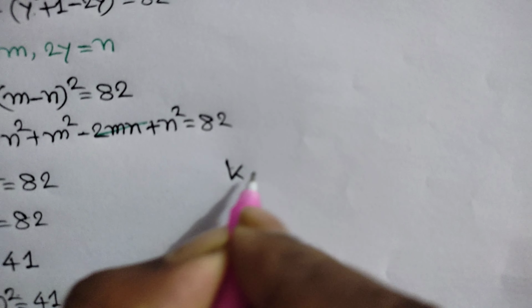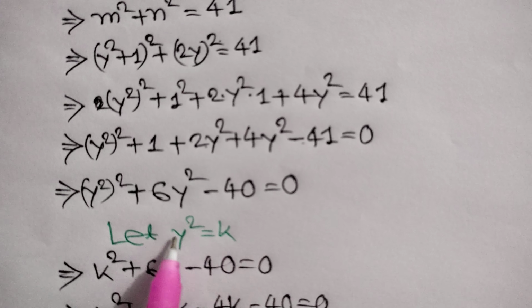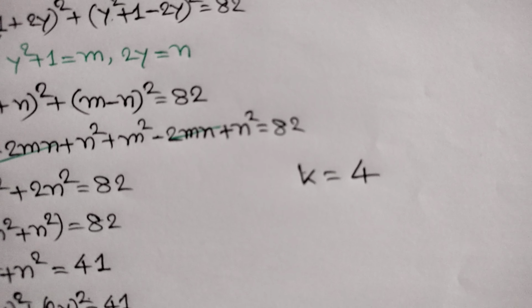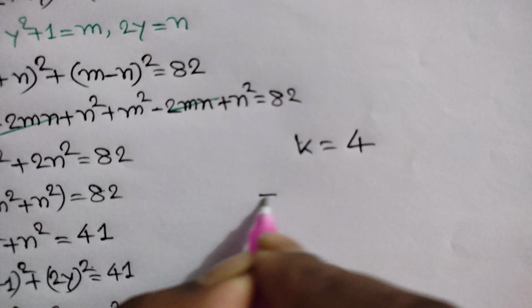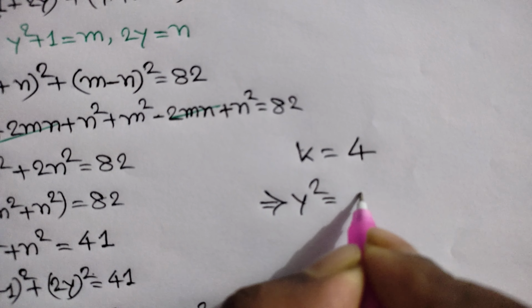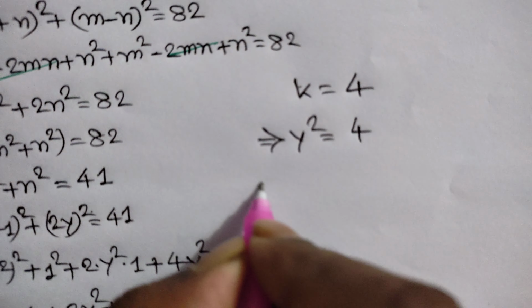Okay, we will get k is equal to 4, but remember here k is equal to y^2, so we can write here y^2 is equal to 4. Now taking square root on both sides, we can write here square root of y^2 is equal to plus or minus square root of 4. Now this cancels out this, so we will get y is equal to plus 2 and y is equal to minus 2.